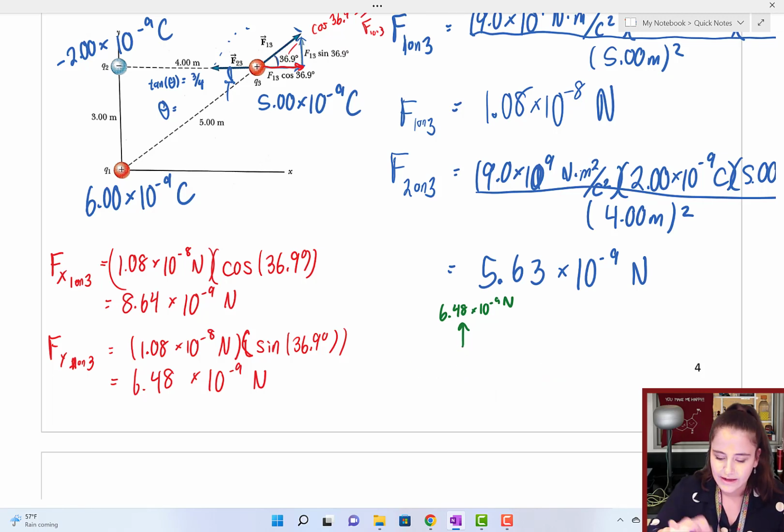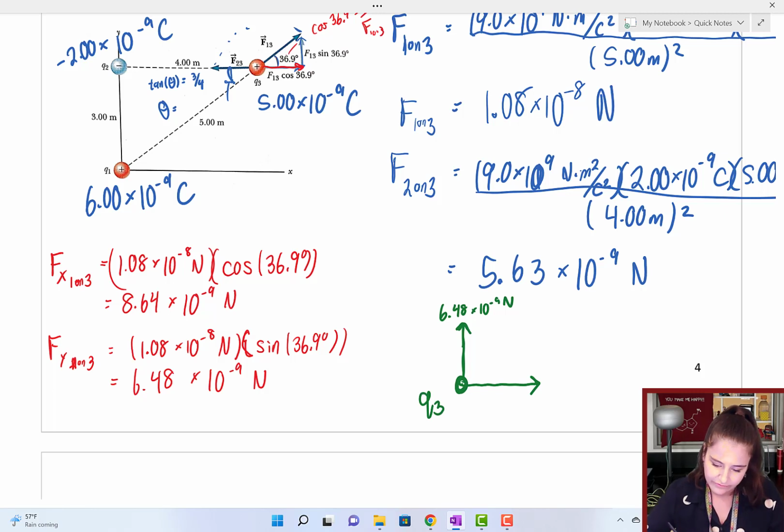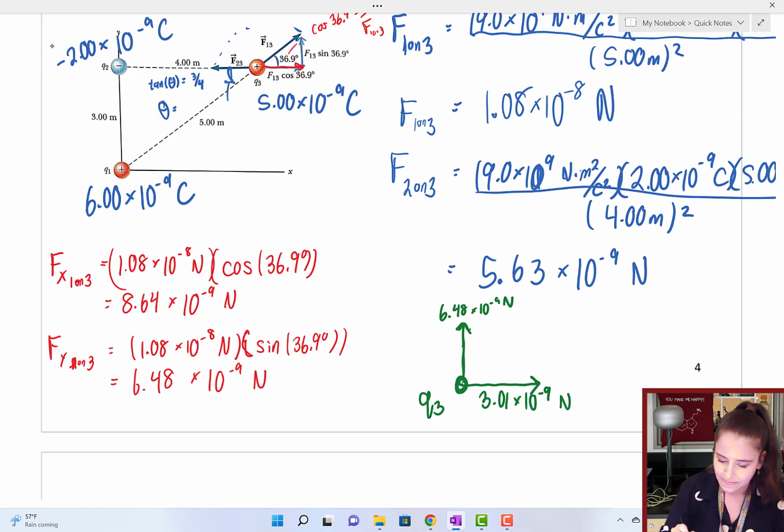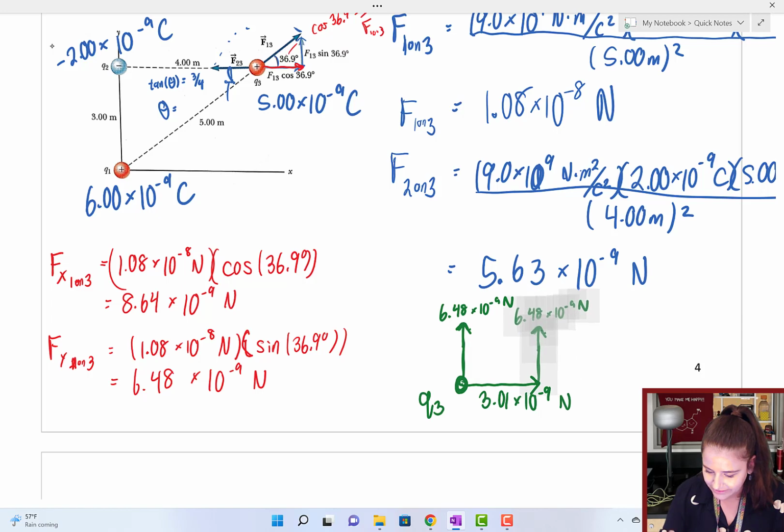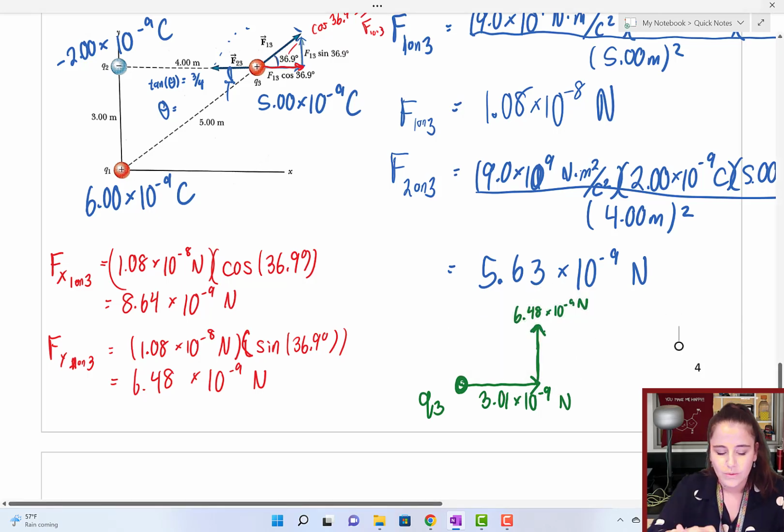Let me go ahead and draw that a little clearer. There, this is our Q3. Now we figured out that the x component of that force was 3 times 10 to the negative 9 newtons. So these are the x and y components of that force. To figure out the resultant, we would line them up tail to tip. So if I take this one and move it over there, then we will be solving for this angle right there.